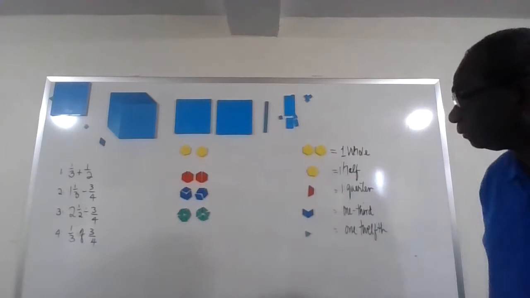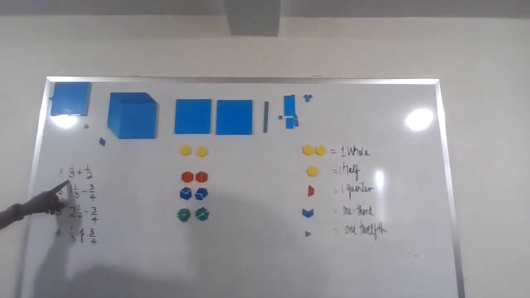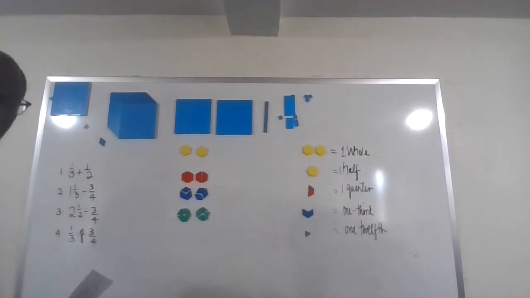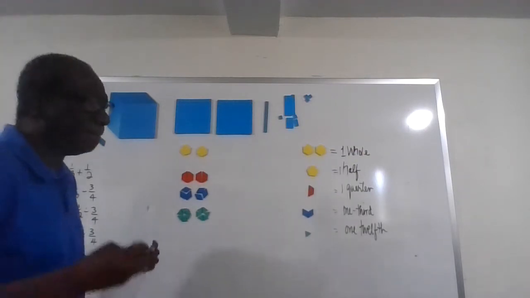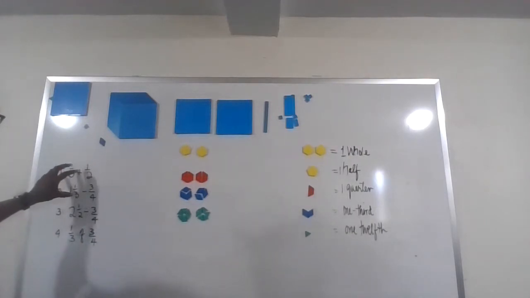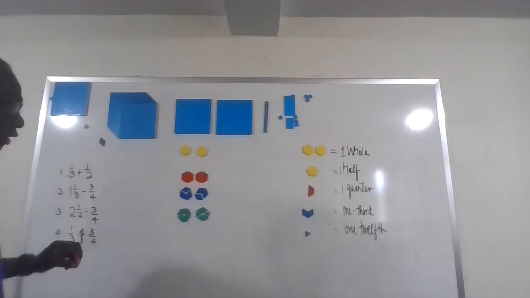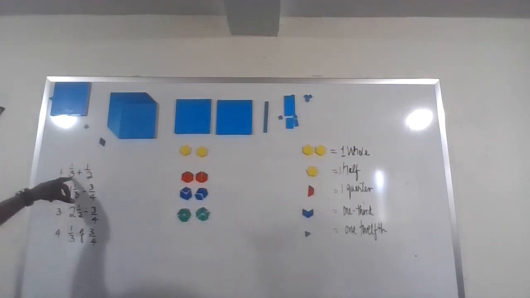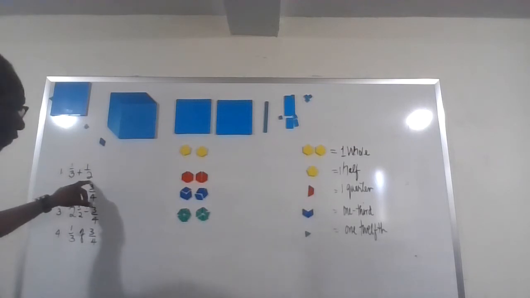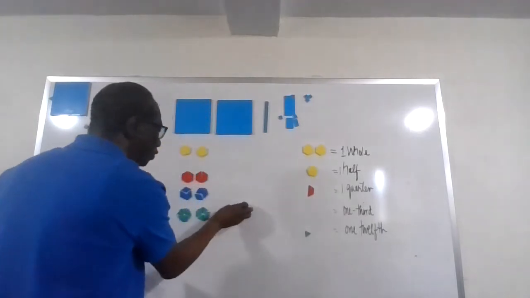So I want to begin by looking at the fraction 1/3 plus 1/2. So I'm hoping that you will be able to model, take the symbols and represent them with fraction pieces. So here is 1/3 plus 1/2. What would 1/3 be? Well, we say this would be 1/3. So here is my 1/3.